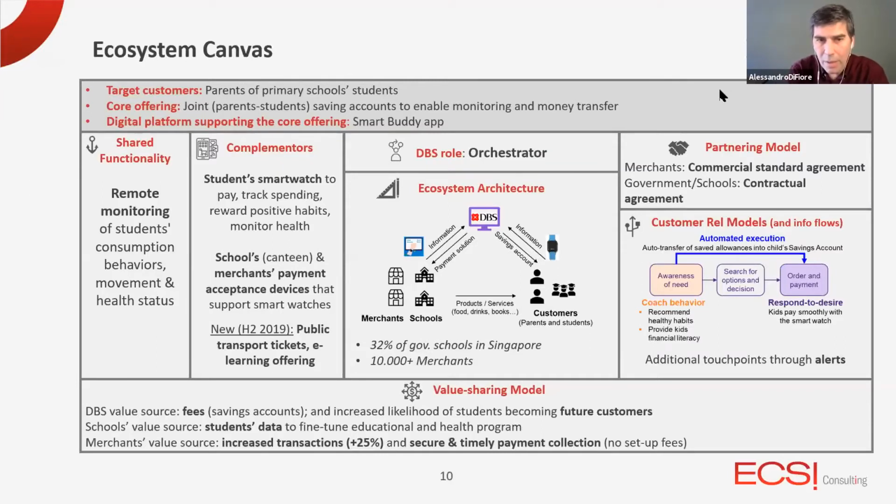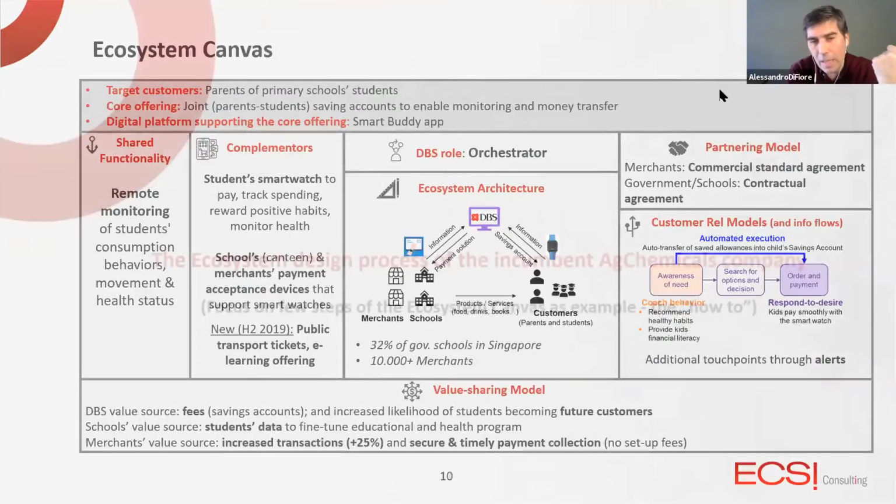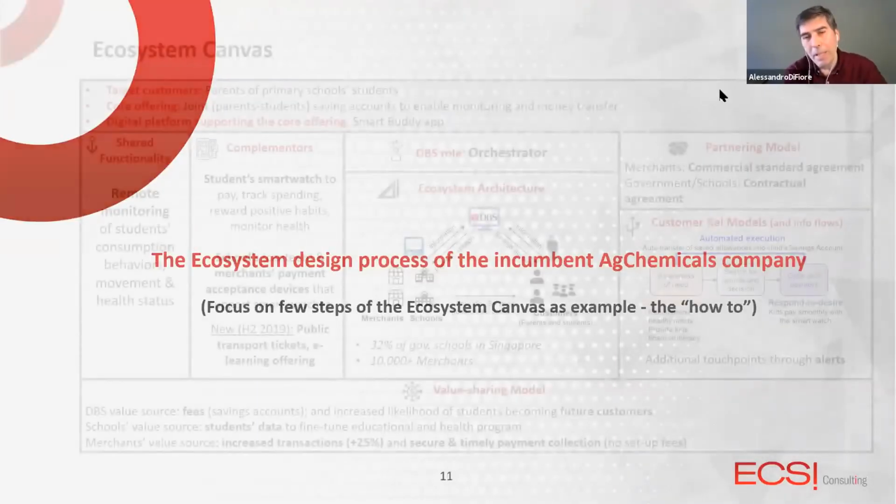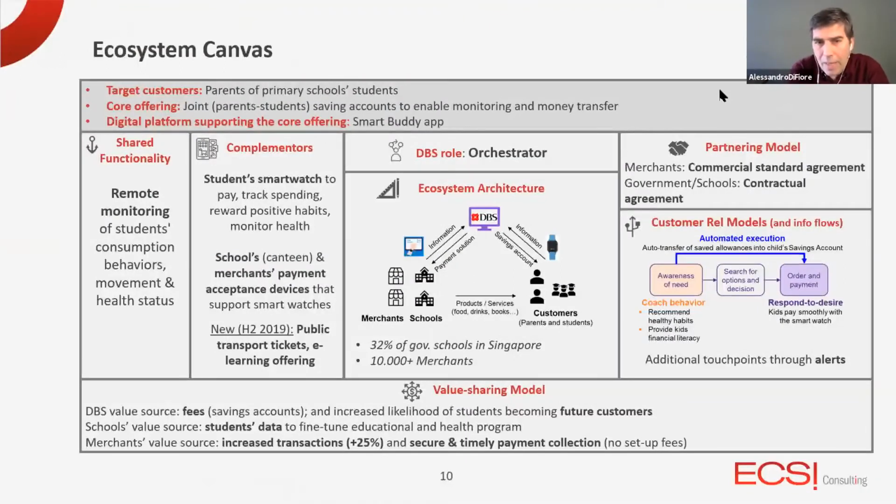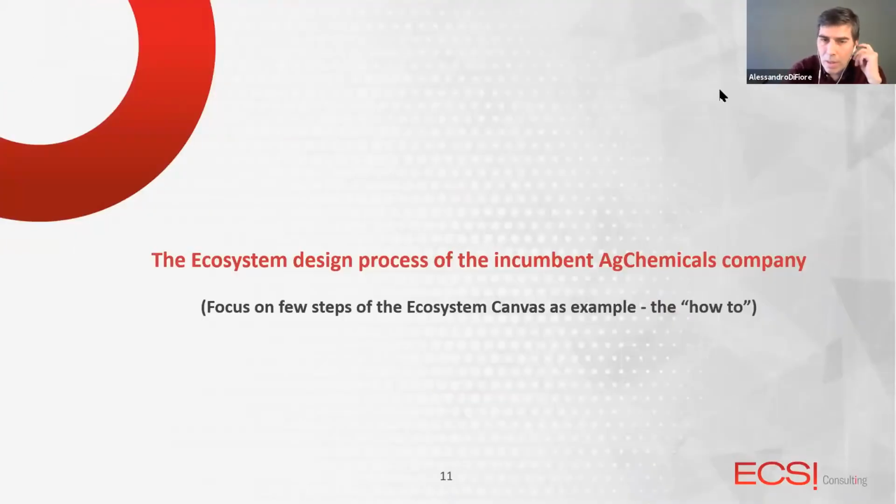So this is, as you can see, in one page, all the elements of an ecosystem canvas. So this is a summary, like all canvases are summaries. The real question is how do you get there? How do you arrive at that strategy or that ecosystem canvas? And I want to focus here on a few steps. How do you do that?